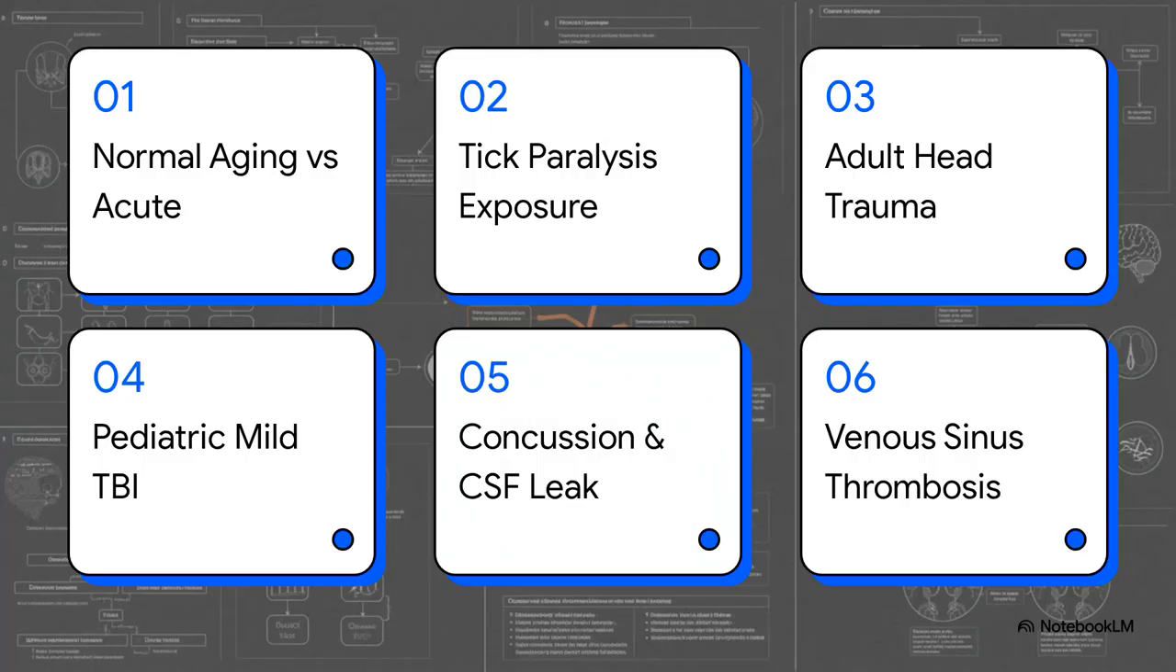We've got 6 branches on our triage tree today. 1. Normal aging versus acute deficits. 2. Tick paralysis exposures. 3. High-risk adult head trauma. 4. Pediatric mild traumatic brain injury. 5. Concussion and CSF rhinorrhea. And 6. Cerebral venous sinus thrombosis.